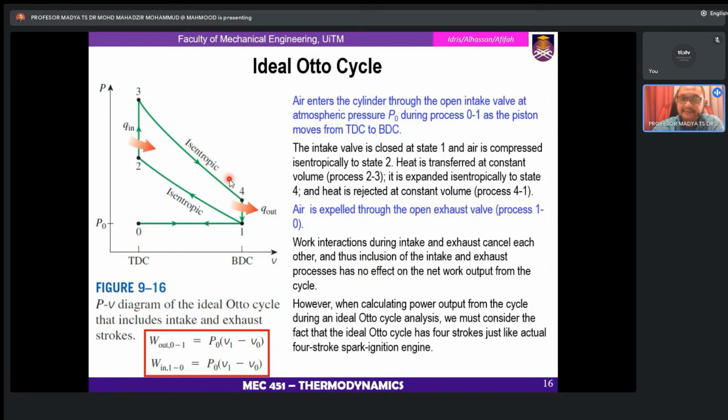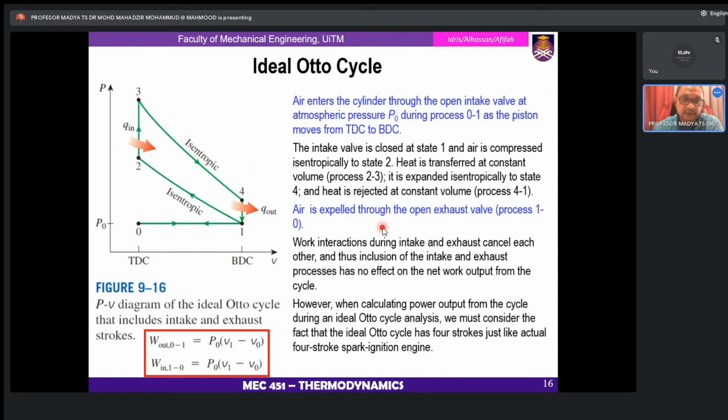And heat is rejected at constant volume at process 4, the exhaust stroke. Air is expelled through the open exhaust valve, process 1-0. Work interactions during intake and exhaust cancel each other, so the inclusion of the intake and exhaust processes has no effect on the net work output from the cycle.